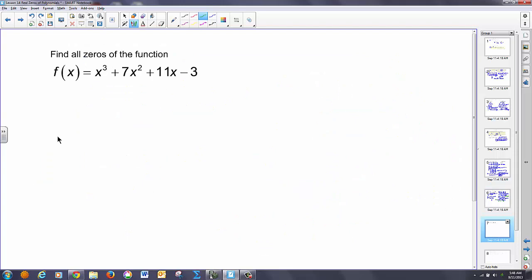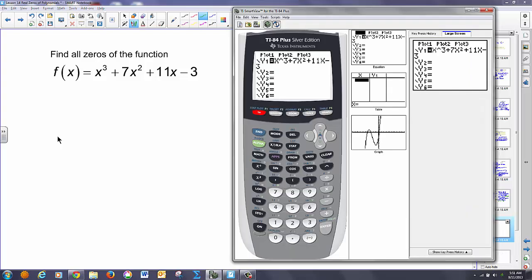Let's do it again, except this time we're going to find out that we don't just have rational zeros. We're going to have other zeros that are not rational. So again, we're going to go to our calculator. And once again, I've plugged in the function to the calculator and I'm going to graph it.